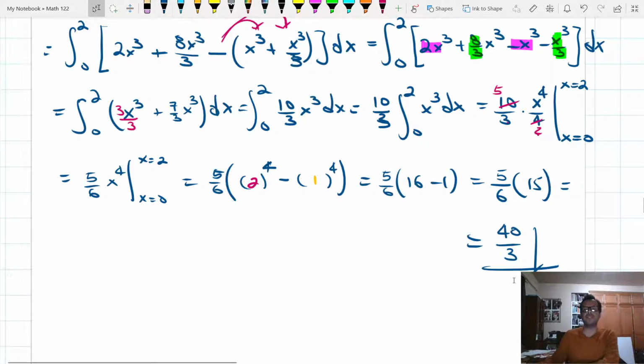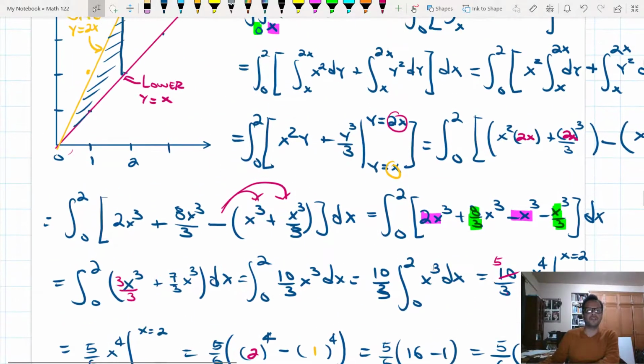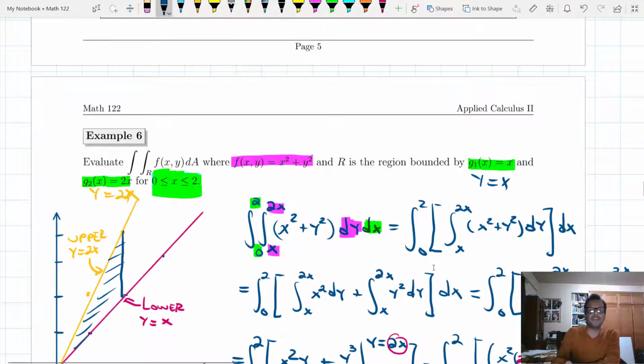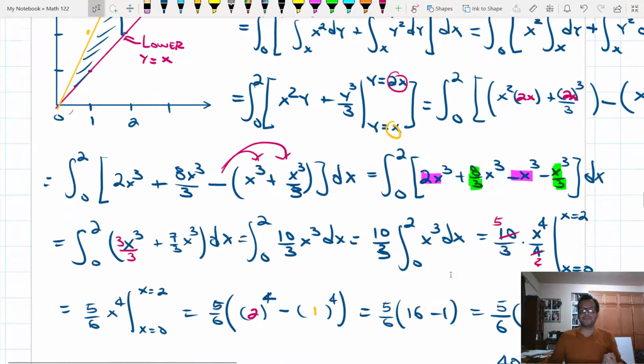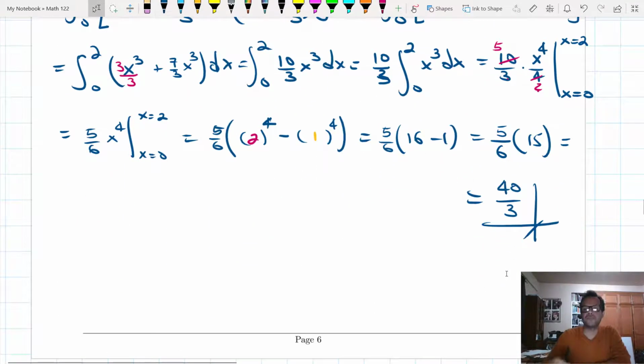Again, what does that double integral represent? If we could graph this solid in 3D, bounded by these two lines, right? Basically two planes in 3D, and we would get that little, like a piece of cake, right? And this is what we get, 40/3, okay? Let's do another example. Okay, let's do another example, and let's see.